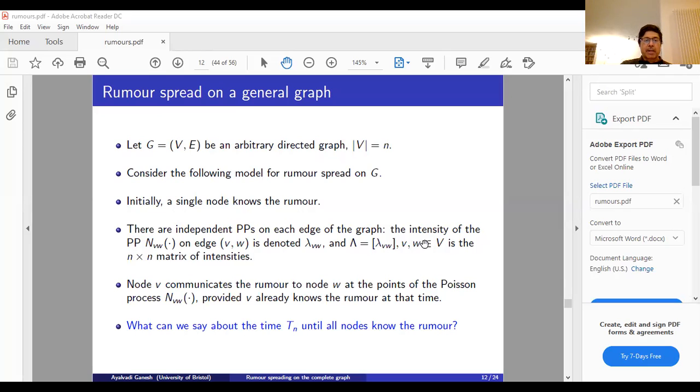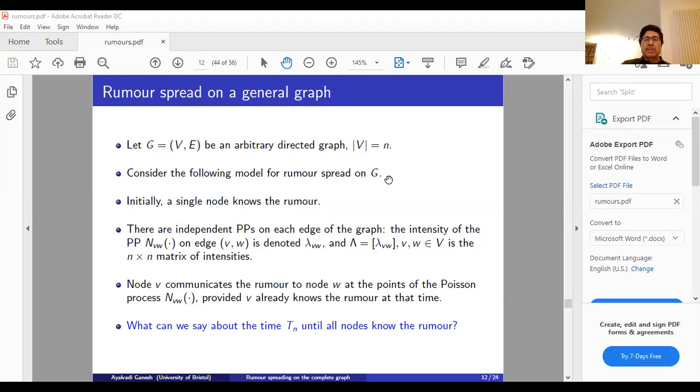So let me start by introducing the model again for this setting. We have an arbitrary directed graph G with vertex set V and edge set E. We denote by N the total number of vertices, and the model for rumour spread is very similar to before.